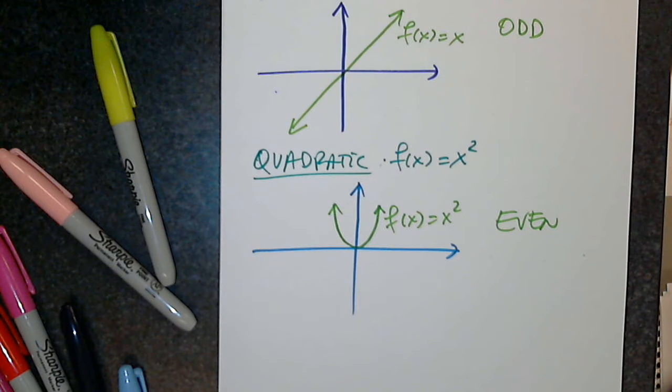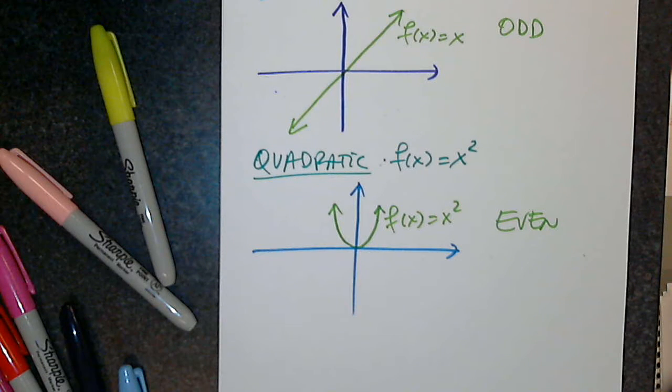F of negative x equals f of x. It's symmetric with respect to the y-axis. A while back we looked at two different graphs. This was one of them, when f of x equals f of negative x. The other one is the opposite: f of negative x equals negative f of x. That would be odd.